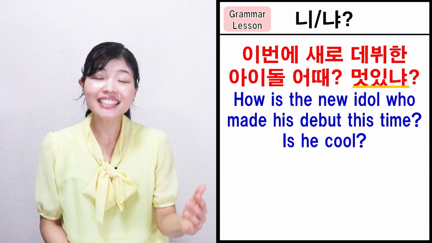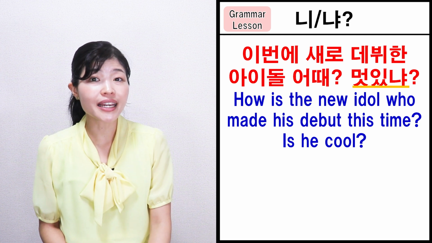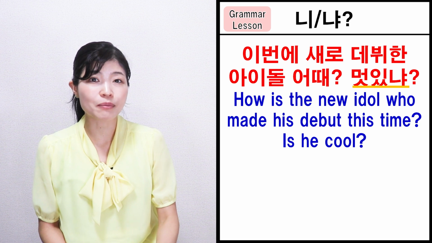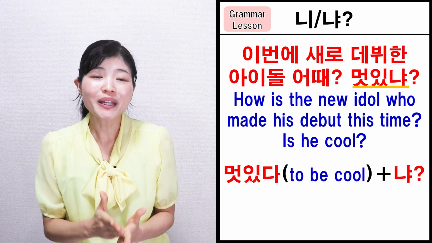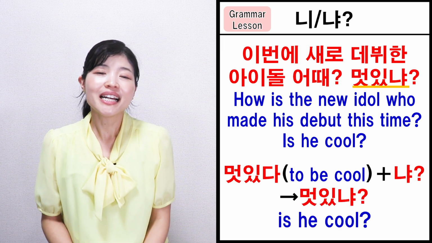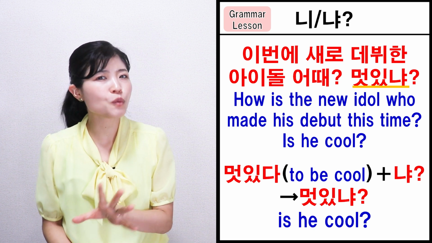Then let's read the next sample sentence. 이번에 새로 데뷔한 아이돌 어때? 멋있냐? How is the new idol who made his debut this time? Is he cool? Here, 멋있다 means to be cool. You attach 냐 to the stem to make 멋있냐? Is he cool? It seems that men tend to use 냐 more frequently than women.